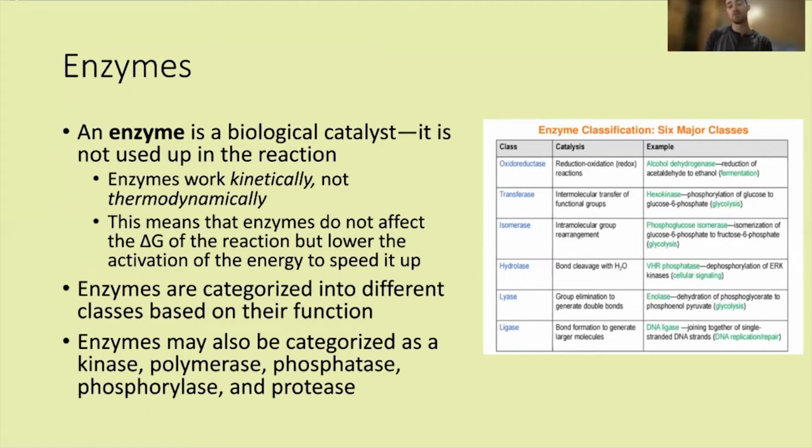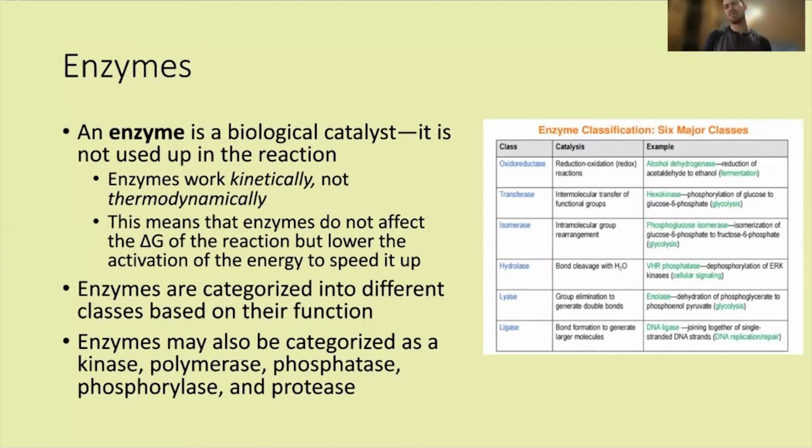Enzymes are categorized into different classes based on their function. So if you look to the right, these are 6 major classes. So we have oxidoreductases, transferases, isomerases, hydrolases, lyases, and ligases. So you can pause, download the slides, just take a look at that. That's a pretty good graph. Definitely be familiar with what they do.